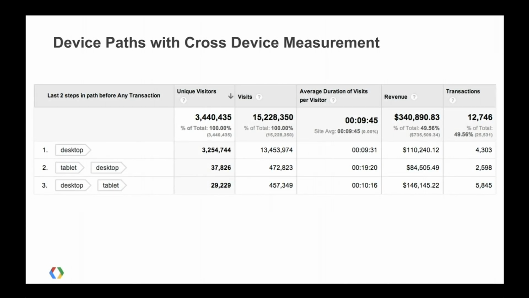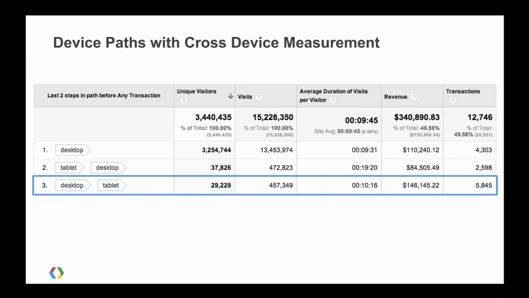So when we do that, this is what we get. And look at that third row there. This is actually pretty cool because we can see that this specific path, when people move from desktop to tablet, is ridiculously profitable for me. Look at that revenue, the number of transactions.